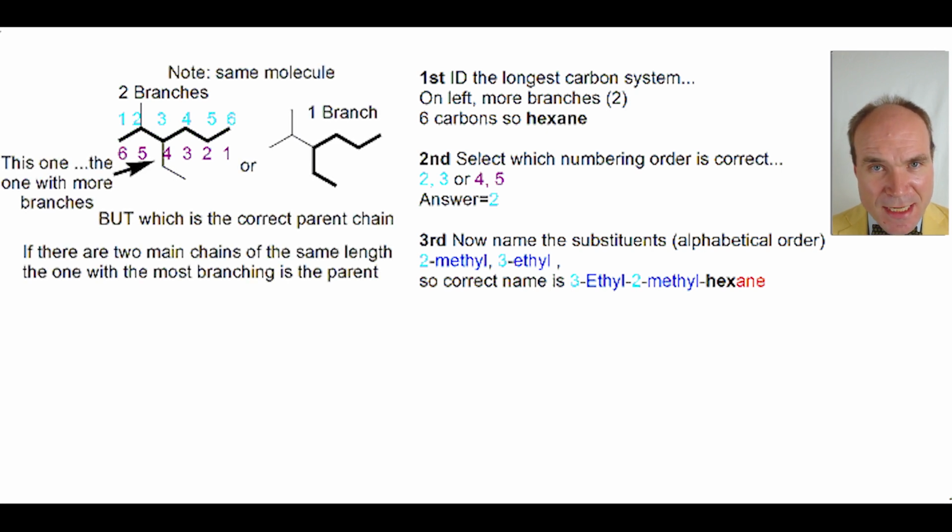So what's important here that we've learnt is where there are 2 potential parent chains with the same number of carbons, we need to count the number of branches on each potential chain. And it's the chain with the largest number of branches that becomes the parent chain.